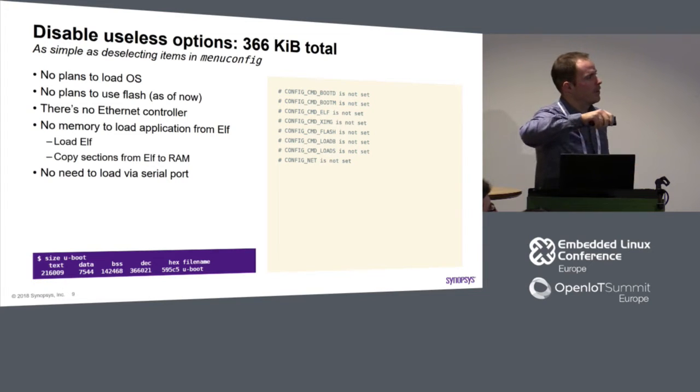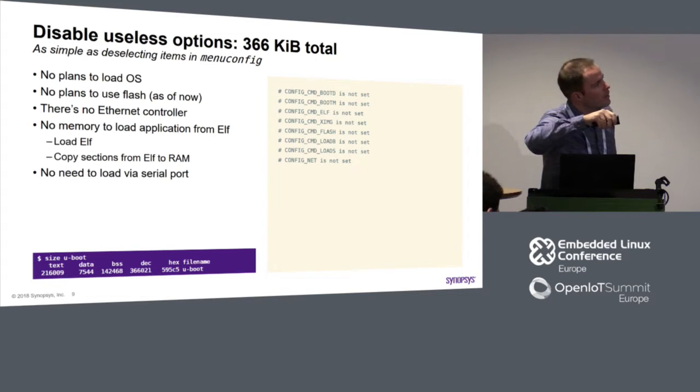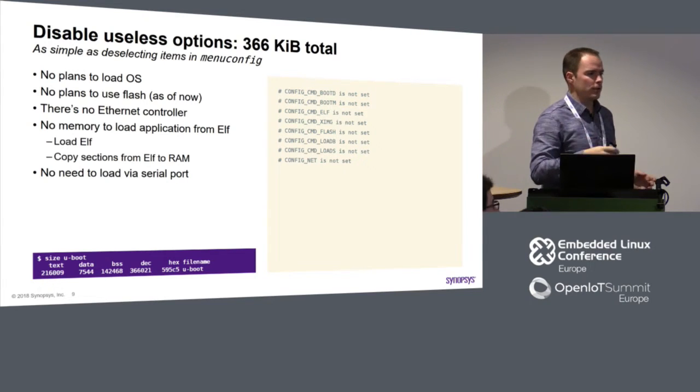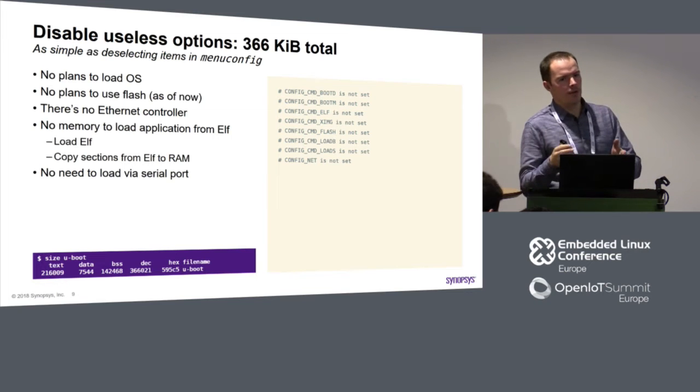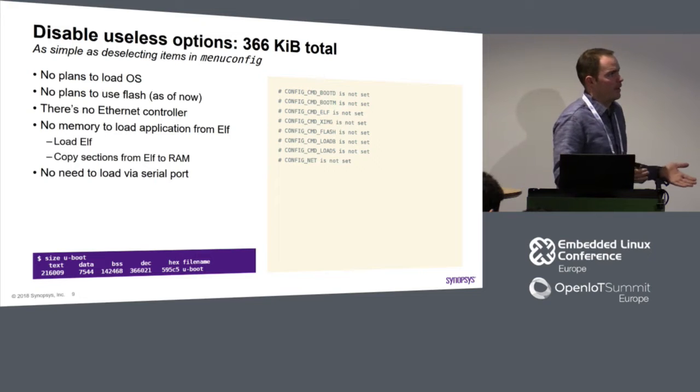So for example, we don't have an Ethernet controller, so we remove networking. We are not going to start any operating system, so that's why we get rid of that as well. We are not going to load stuff through the serial console because we have peripherals which are much more convenient, and we are not going to load ELF files, because to load an ELF file you need first to load the ELF file in one memory and then extract sections from this ELF file to another memory. We don't have enough memory to play with all that. We expect that the user will load a binary and just execute it.